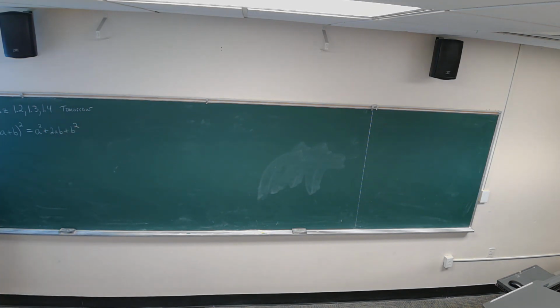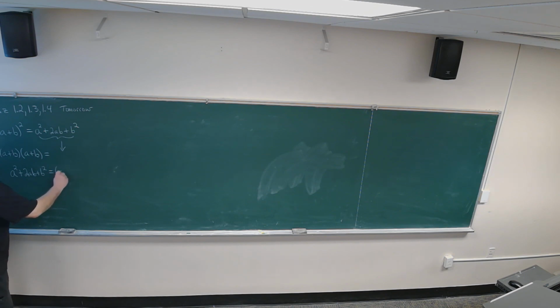Now you should be able to prove that easily enough, because a plus b squared just means a plus b times a plus b. And when you FOIL that, you get a squared plus 2ab plus b squared. So that's easy to prove, going left to right. And then right to left is true, right? A squared plus 2ab plus b squared is equal to a plus b squared.